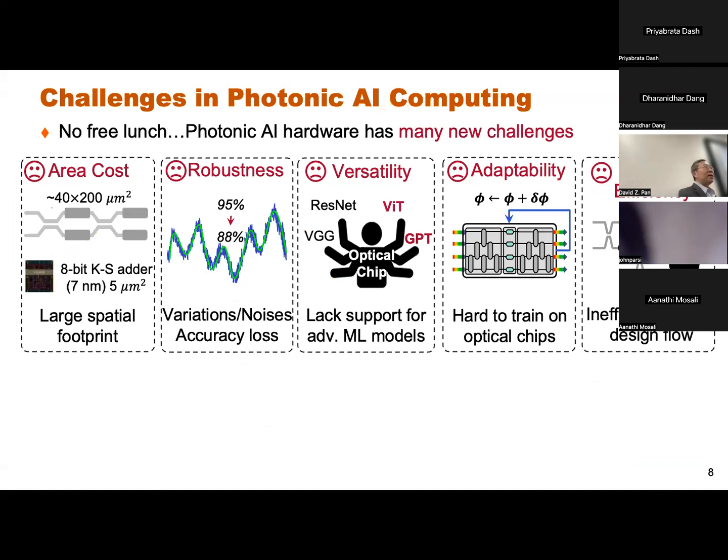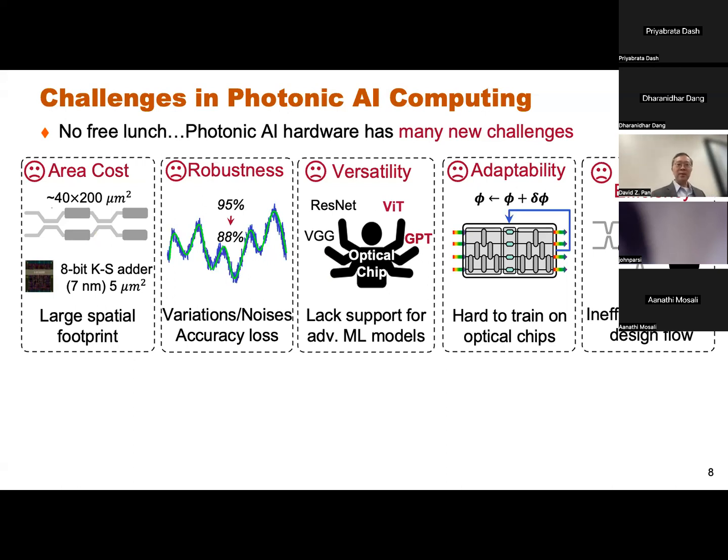But as I already mentioned, there are indeed still challenges. One is the area cost. For example, if you want to build an 8-bit adder using photonics, you're talking about maybe 140 times 200 micron square. But if you're using CMOS at 7 nanometer, it's only 5 micron. So the area is definitely much bigger.